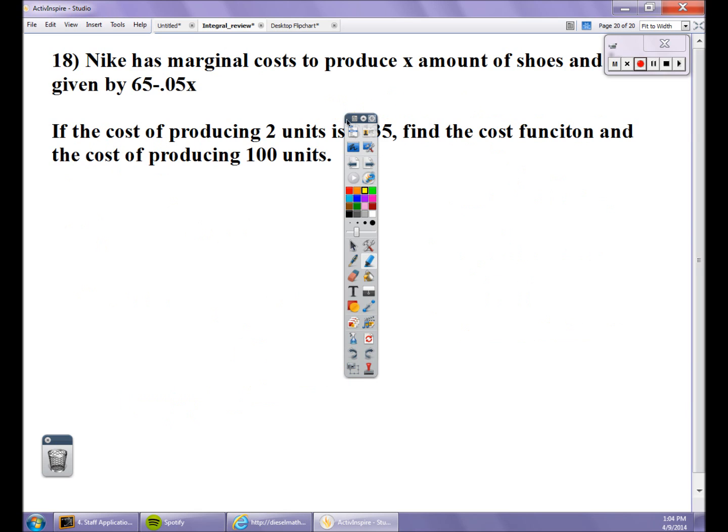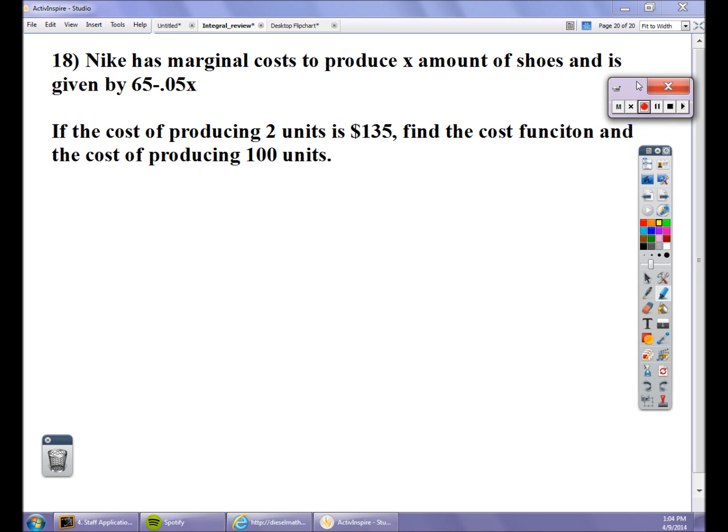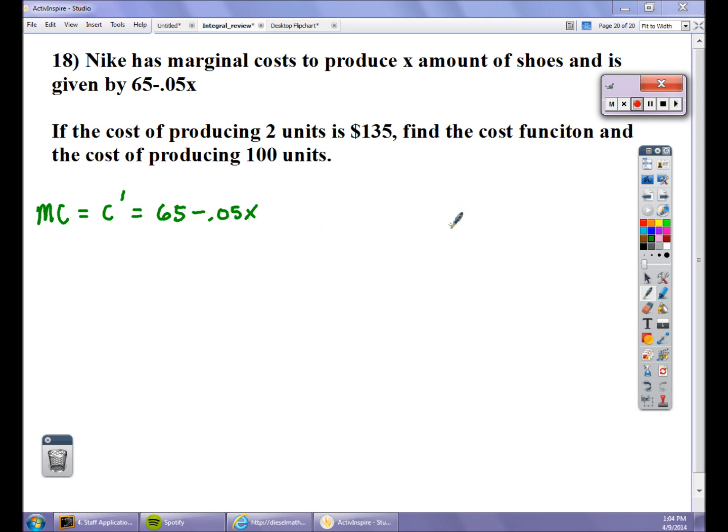Let's bring it back to all the business stuff that we did a little bit earlier in the year. I got Nike, which has marginal costs, and I want to know the cost of producing 100 units and the actual cost function. Marginal cost is C prime, and I gave that to you in the first sentence. To get the cost function, if I'm giving you the derivative, you just integrate it. When I integrate C prime, I get C of x.